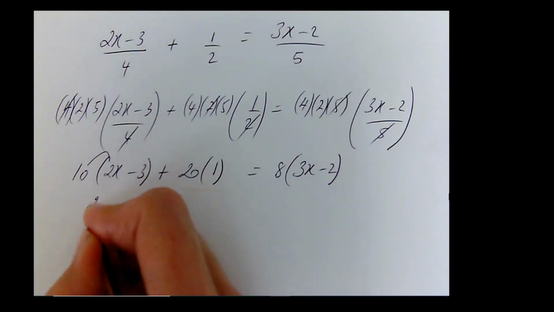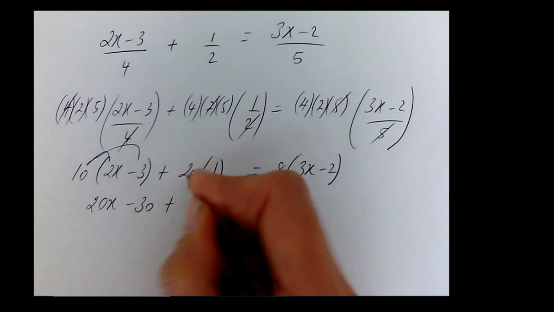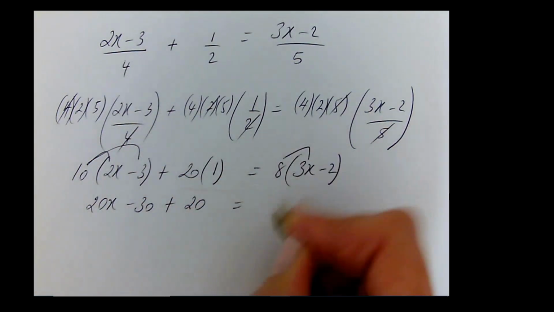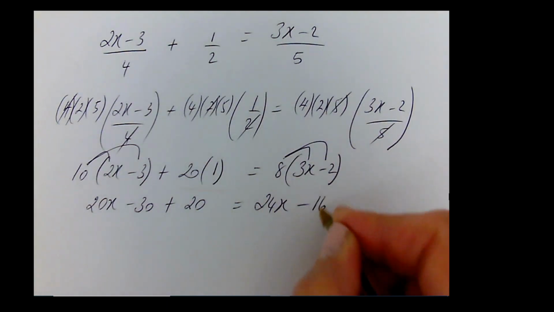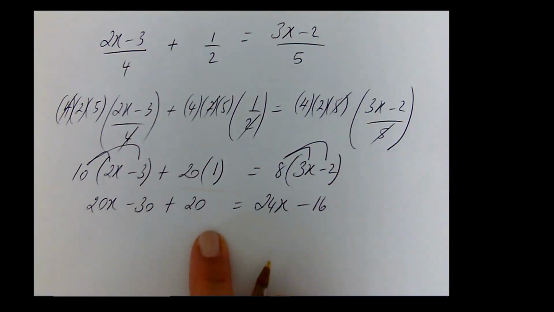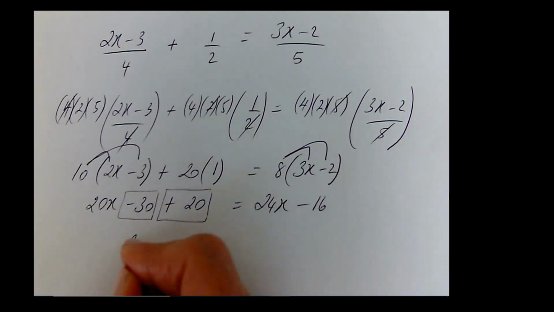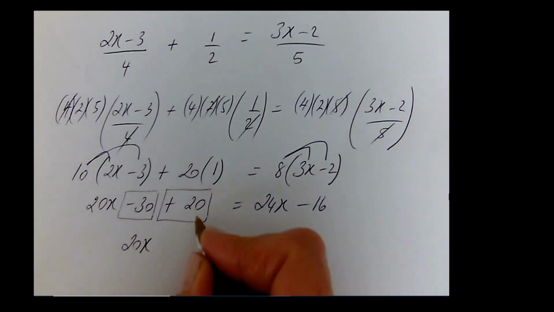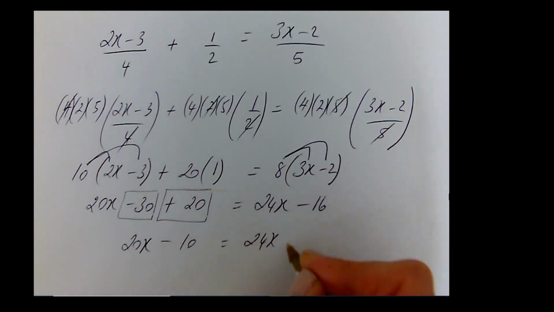10 times 2x then, of course, is 20x. 10 times minus 3 is minus 30. Plus 20 times 1 is 20. 8 times 3x is 24x. And 8 times minus 2 is minus 16. Tidy up the left-hand side, we can add together our numbers there. So we're left with 20x minus 30 plus 20 is minus 10. And of course, I've got 24x minus 16 on the right.